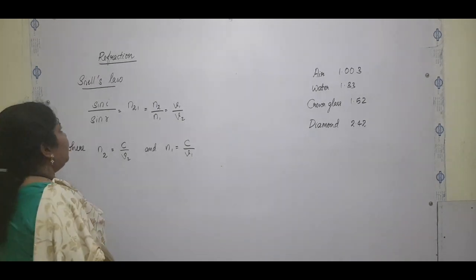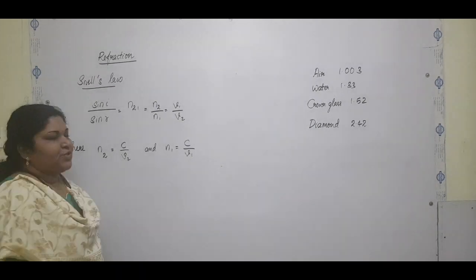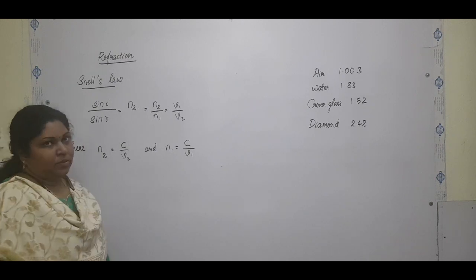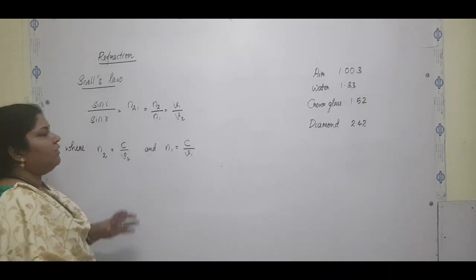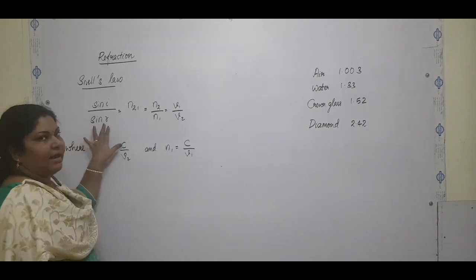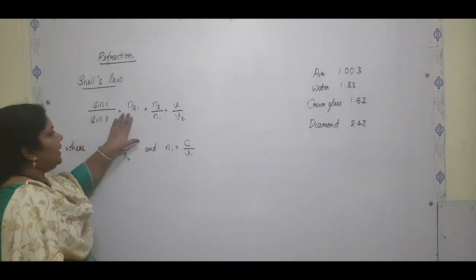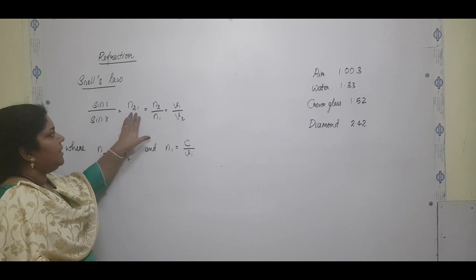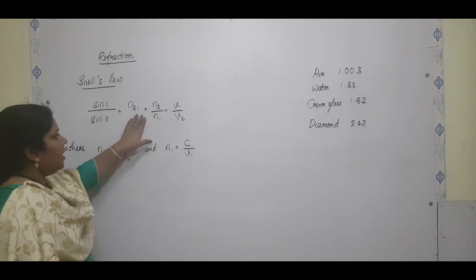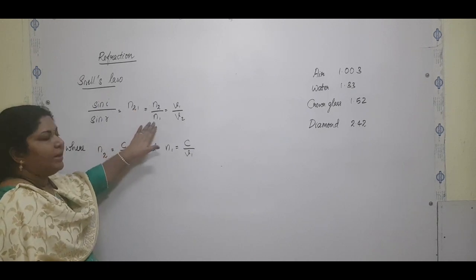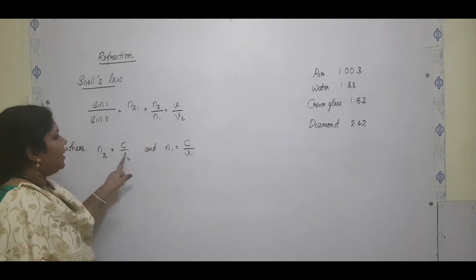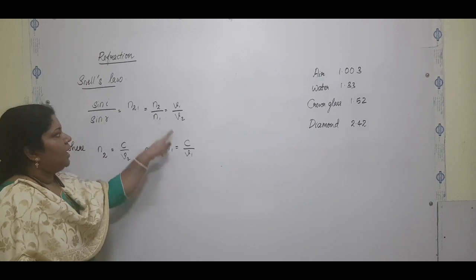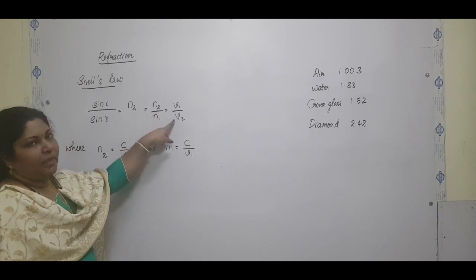Hi. So we discussed refraction and Snell's law. Snell's law states that the ratio of sine of angle of incidence to sine of angle of refraction is equal to the refractive index of the second medium with respect to the first medium. It is equal to n2 by n1, and when we substitute n2 as c by v2 and n1 as c by v1, we get v1 by v2.